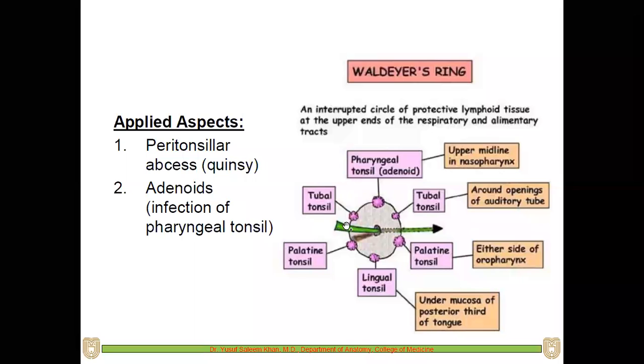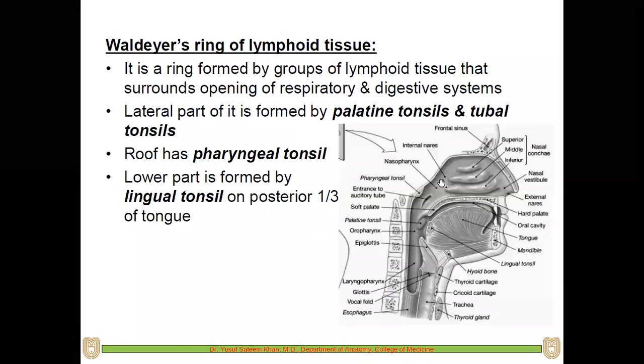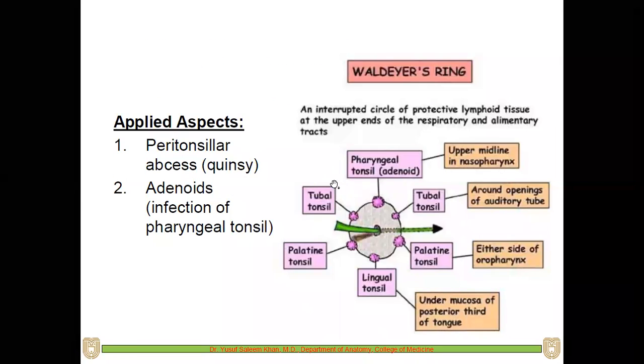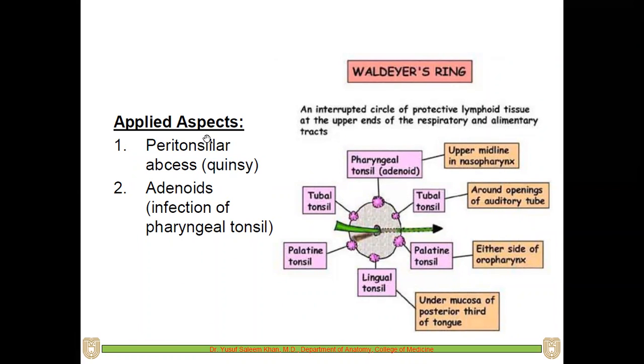So everything has to pass through this first line of defense. Anything from the oral cavity or the nasal cavity has to go through this first line of defense. So that's why this forms a ring called Waldeyer's ring. Okay, Waldeyer's ring. Now coming to the applied aspect, how this is clinically important.